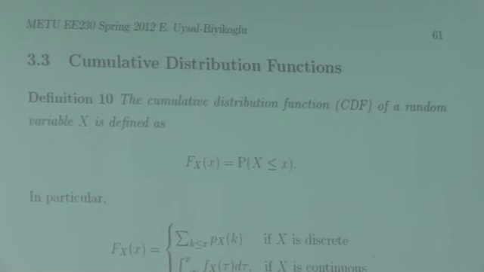The PMF exists for discrete random variables. The PDF is defined for continuous random variables, but the CDF is defined for all random variables. This is a new topic and it will need our attention, so I suggest we give a short break and continue after the break.